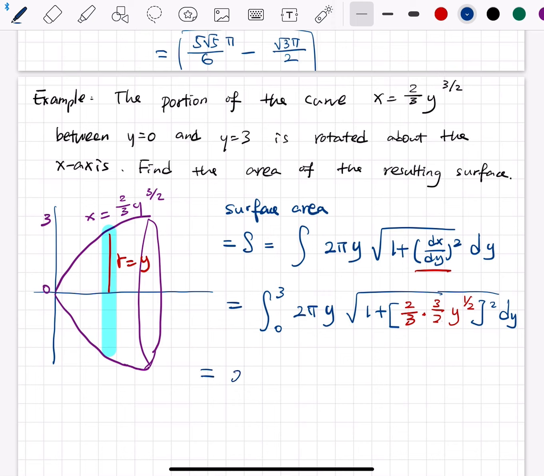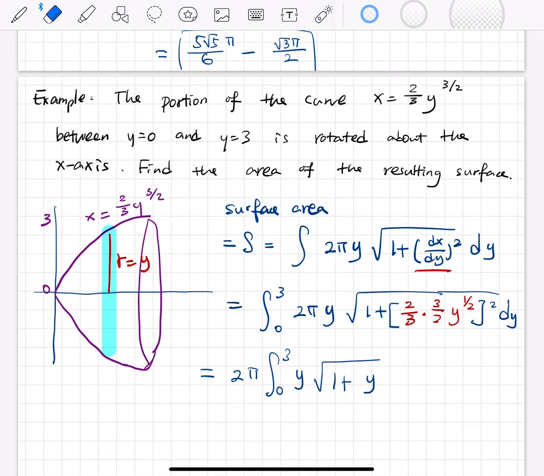We can put the 2 pi out: integral from 0 to 3 of y times the square root of 1 plus y dy. So 2/3 times 3/2, that's going to be 1, and y to the 1/2 power squared is just y.